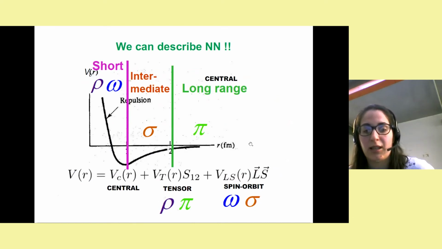At long distances, you have the contribution of the lightest meson, so the pion. At the intermediate ranges, what contributes is basically the sigma, because its mass is around 600, so it contributes to the middle range. And at short range, you have to take into account the most massive mesons, so the rho meson and the omega meson are the ones that contribute to this short range interaction.